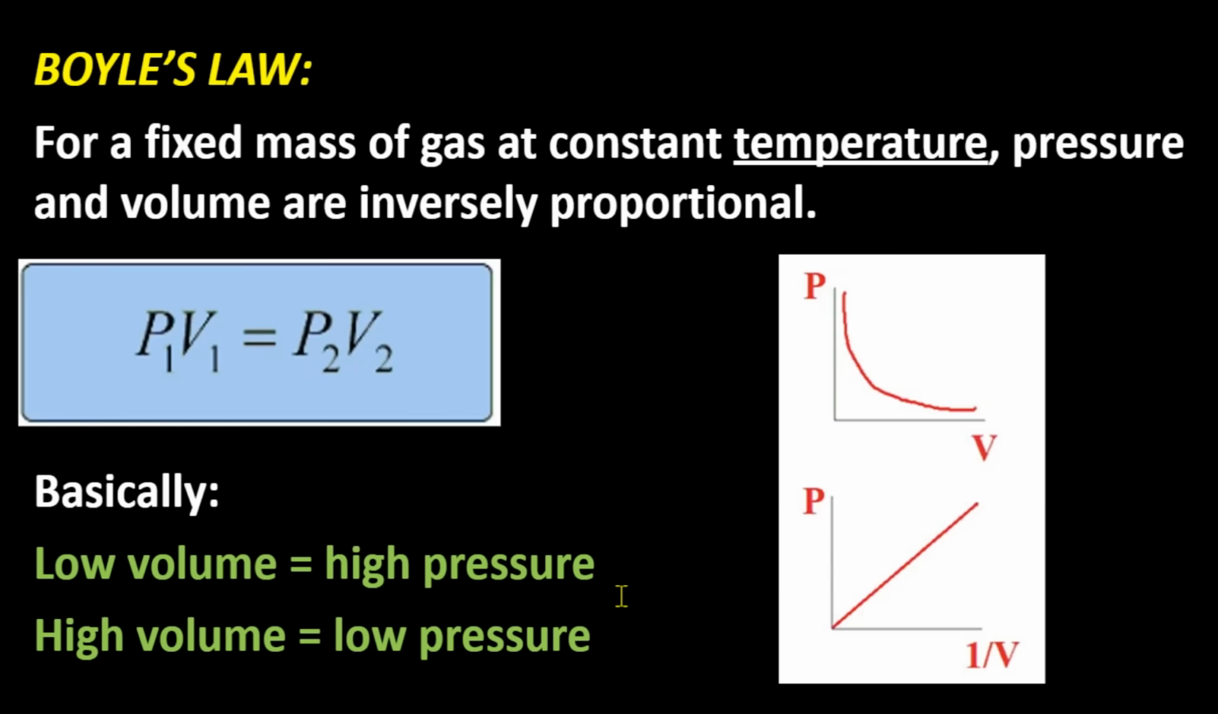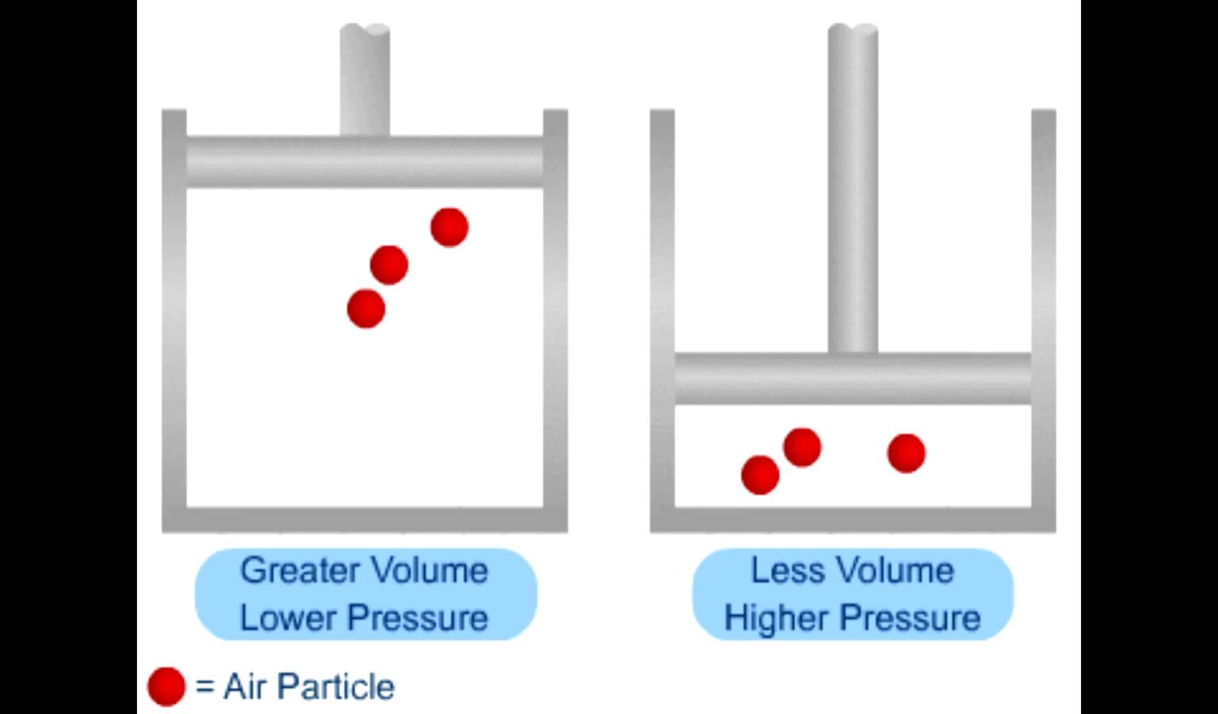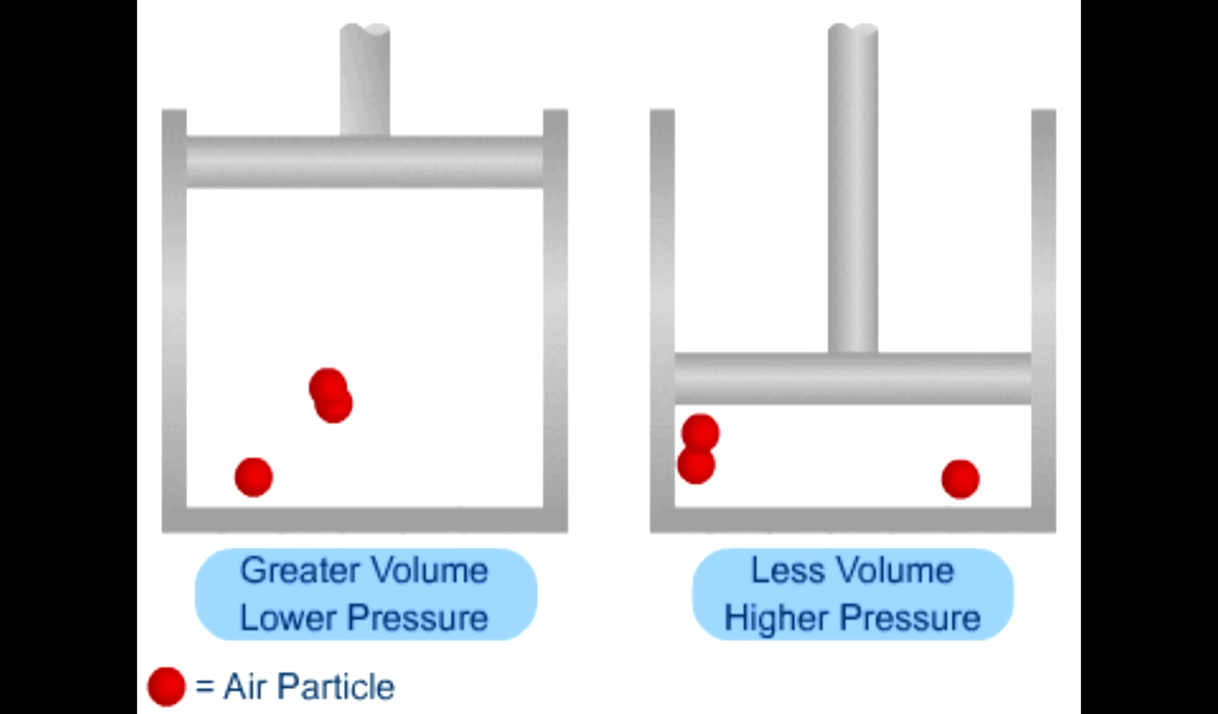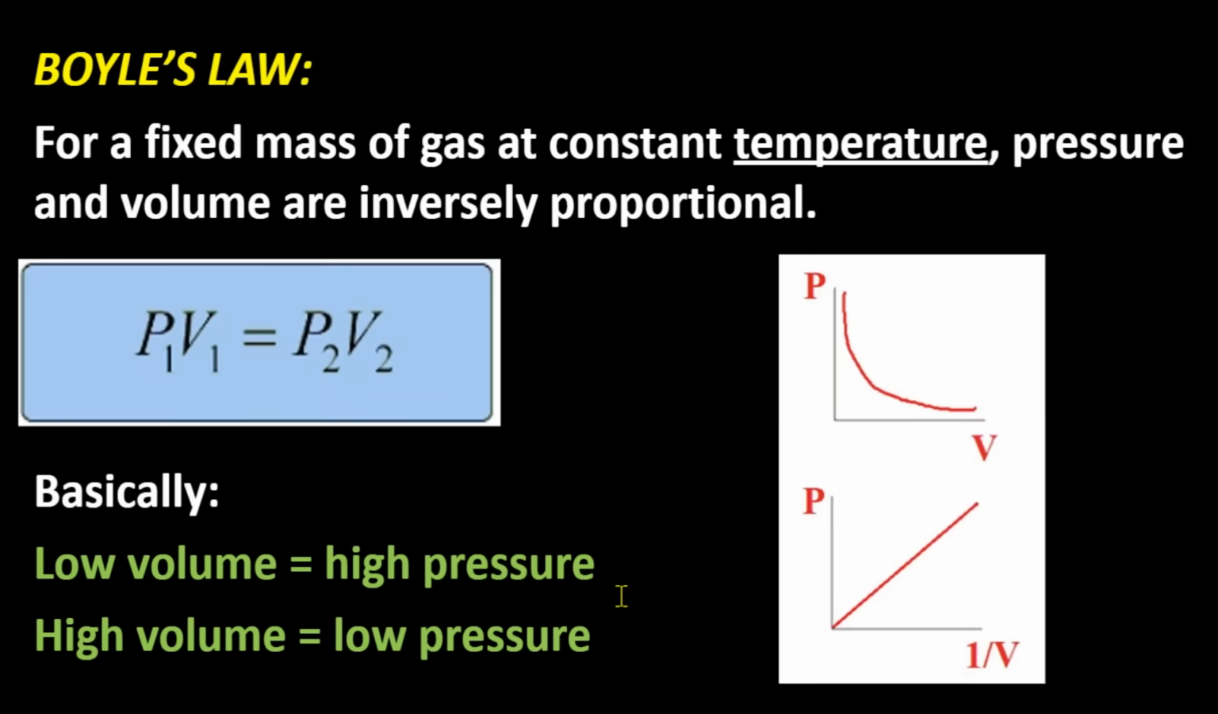Now, the reason why a low volume is going to be high pressure is because at low volumes, there's going to be less space for the molecules to move, and thus they'll collide more often. With high volumes, they're going to have more space to move and they're going to collide less often.